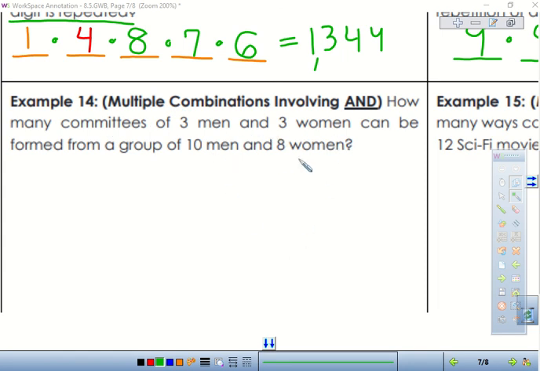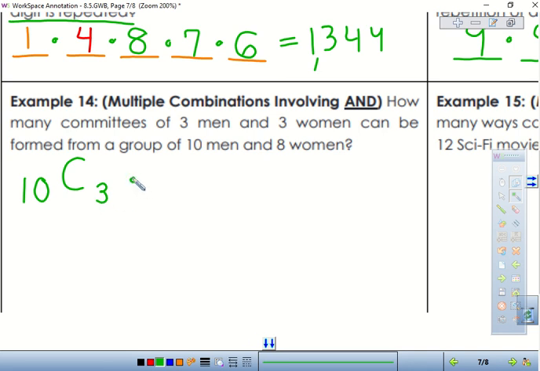So this one says, how many committees of 3 men and 3 women can be formed from a group of 10 men and 8 women? So 3 men and 3 women. Would that be 2 slots of 3? We actually can't use slots here because it would be too confusing. There's a better way to do this one. The first thing I look at when I see this problem is we're grouping the committees by gender, so we're not mixing gender, and we can keep those as 2 separate calculations. So we're taking 10 men and we're choosing how many of them?